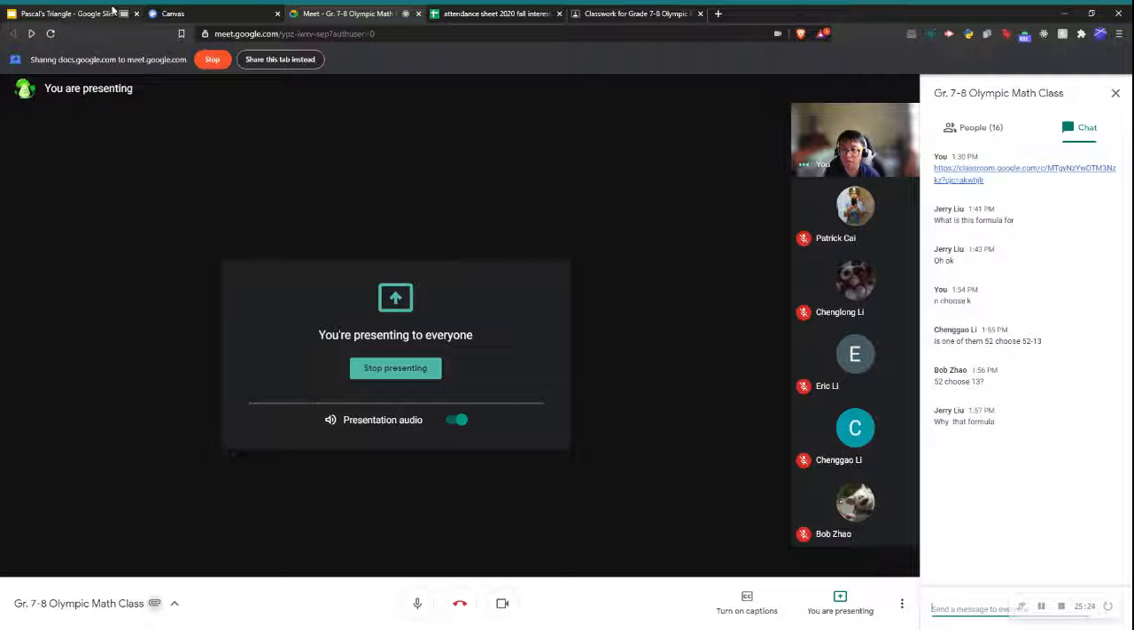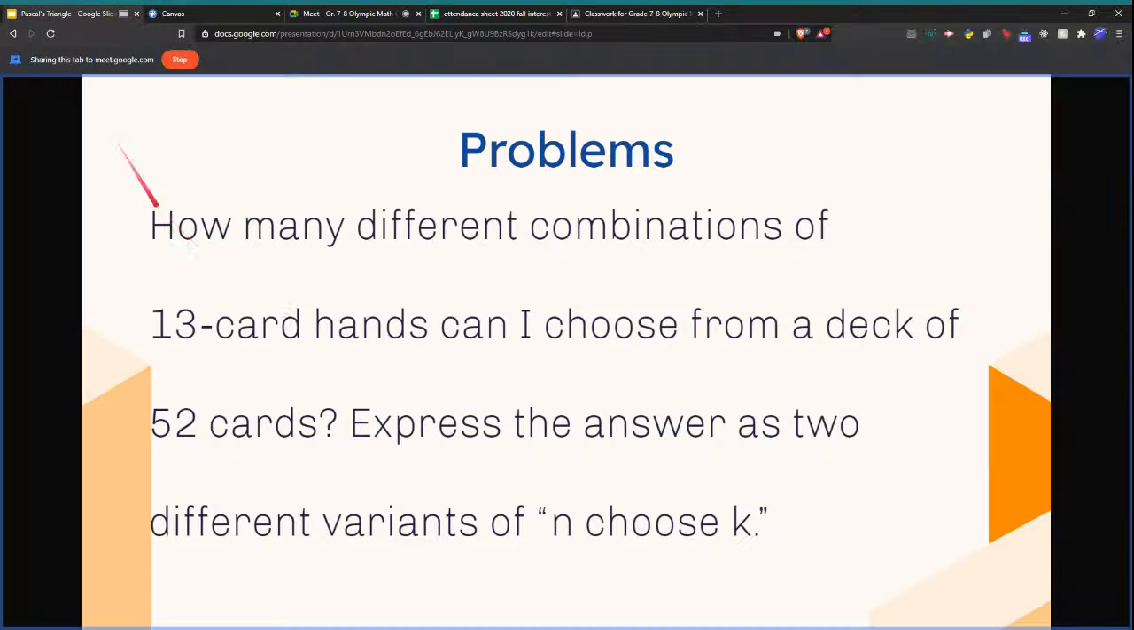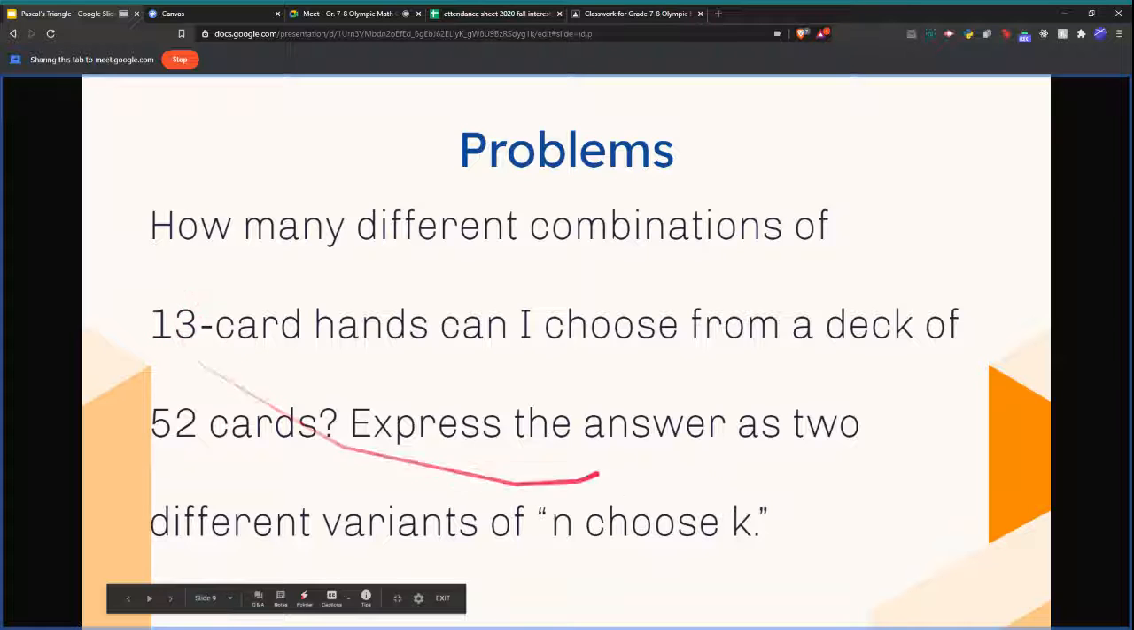Jerry asks why we use that formula in the question. Is that what you're asking? Okay, so remember the question asks for two different variants of n choose k, as in changing these numbers around. We usually don't change around n because that would be really difficult to figure out. But we can change around k.